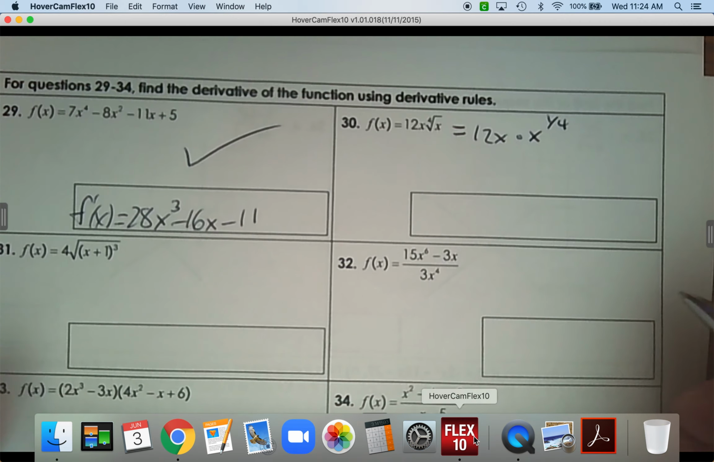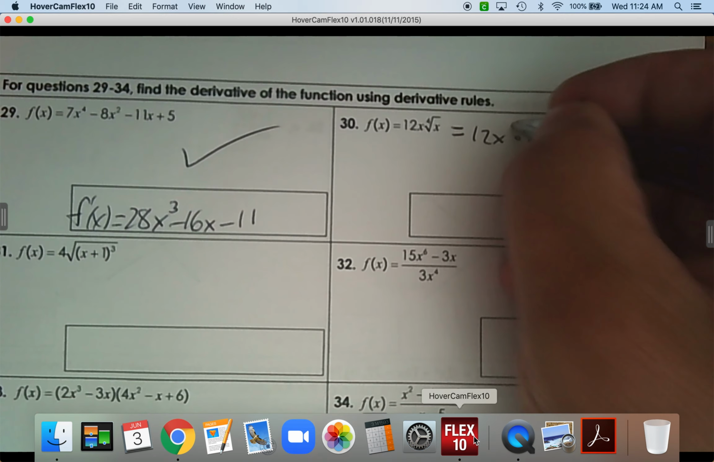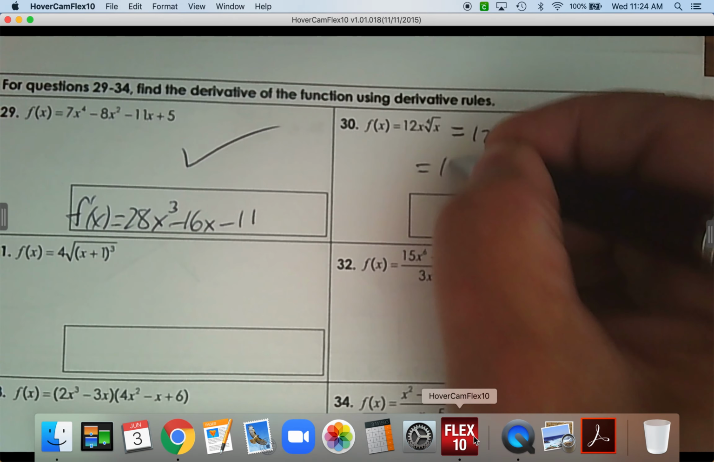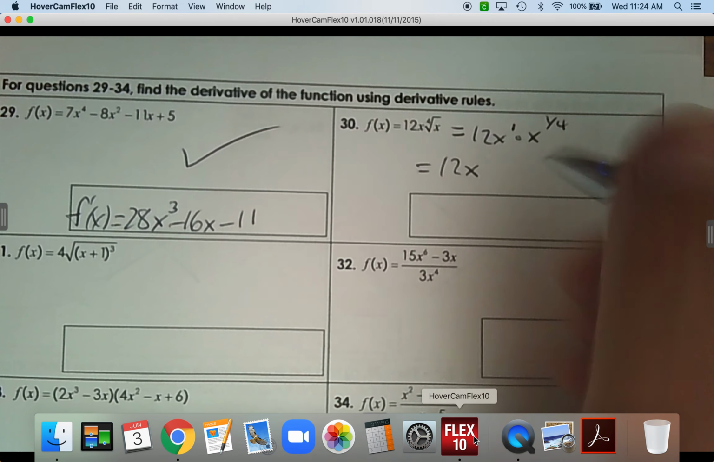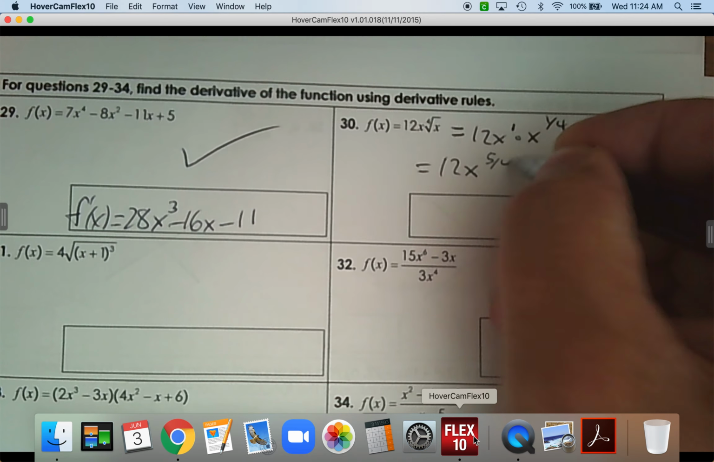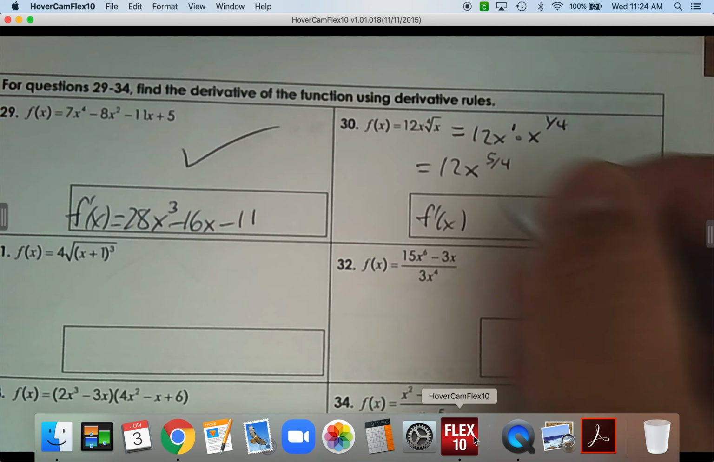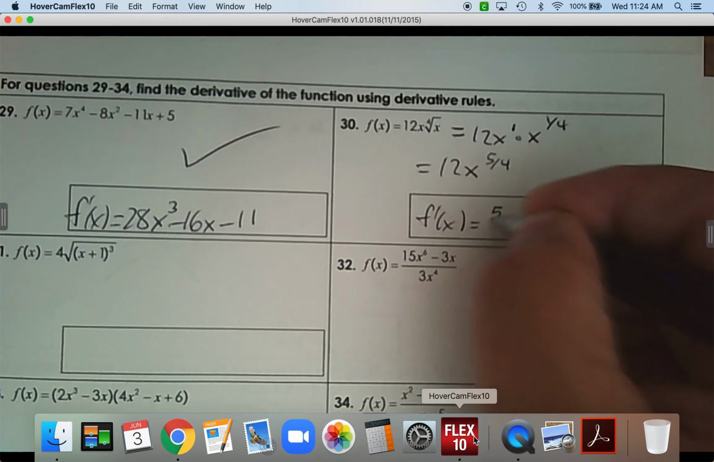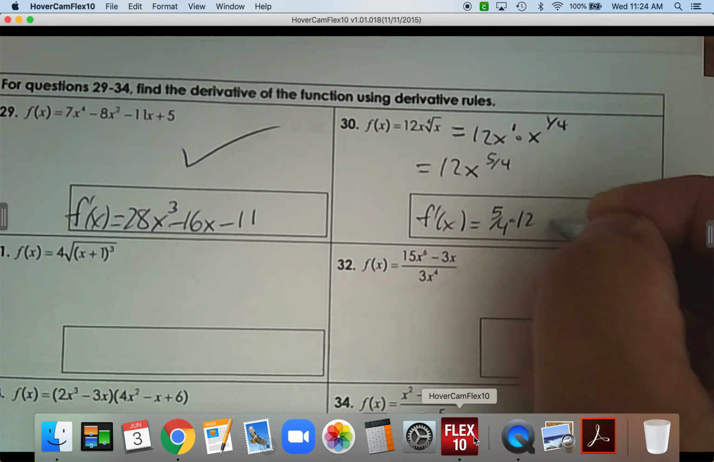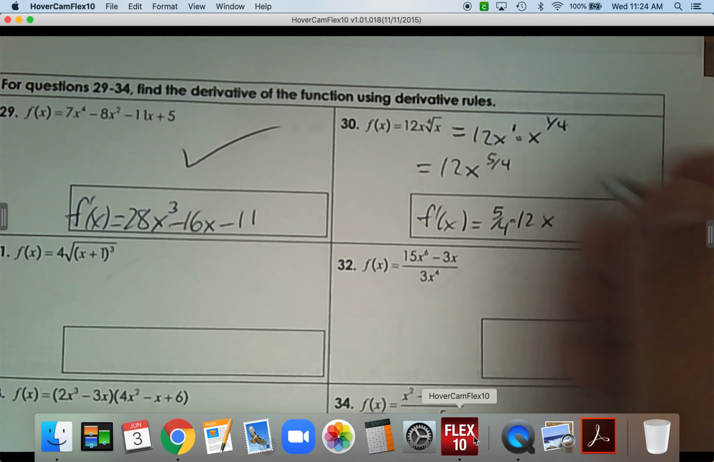The 4th root of x can be written as x to the 1/4. We're going to add them together, the exponents. 1 plus 1/4 is 1 1/4, or 5 over 4. Then we're going to do the power rule. So the derivative here is 5 over 4 times 12. And then subtract 1 from the exponent, and you get 1/4.